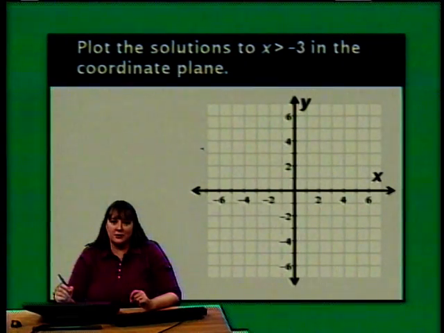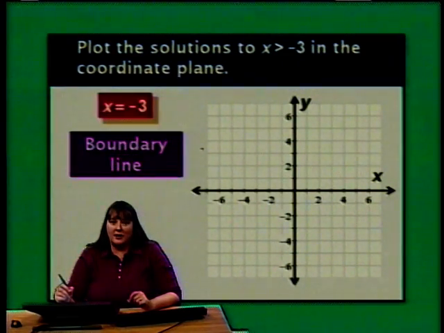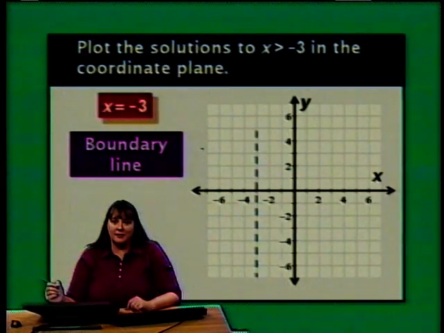Now let's plot the solutions to x is greater than negative 3 in the coordinate plane. Well, we can start by thinking about what we call a boundary line. x equals negative 3 is going to be our boundary line. x equals negative 3 is a vertical line through (-3, 0). In this case, our boundary line is not included because we're only looking for x values strictly greater than negative 3. So when we sketch our boundary line, the way that we indicate it's not included is to use a dashed line. So we have a vertical dashed line through the point (-3, 0).